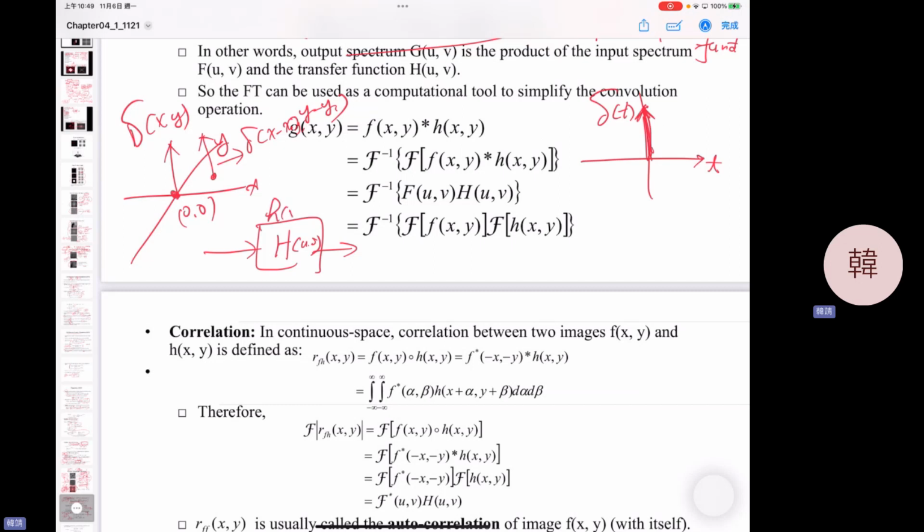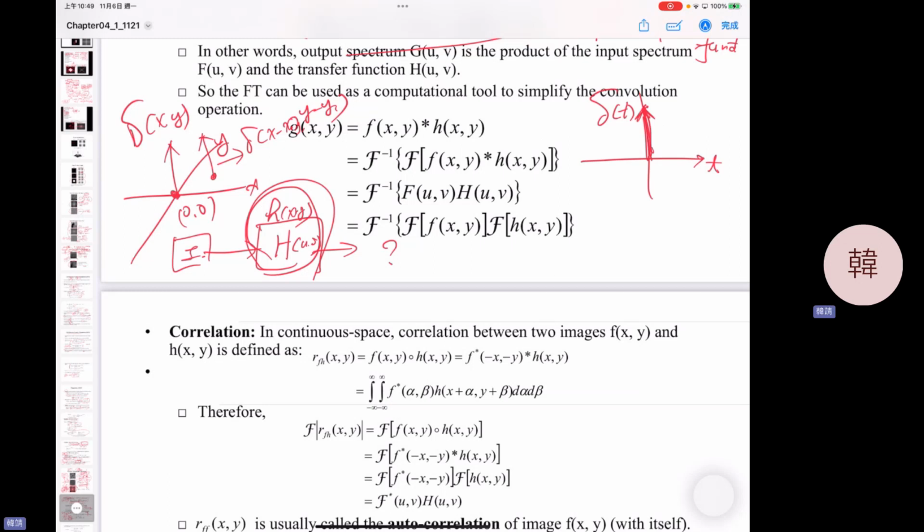Actually, H of XY. Okay, I have a system design. I don't know what this low pass filter, high pass filter is. There's a lot of IC circuit design there, and I'm going to put my image here, and I don't know what the result will be. How can you evaluate what the system is?